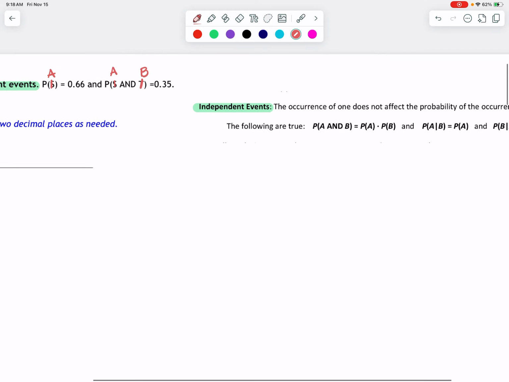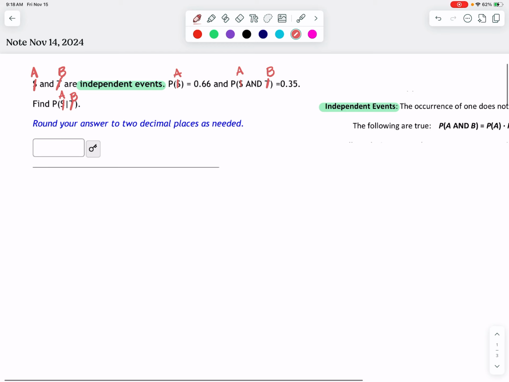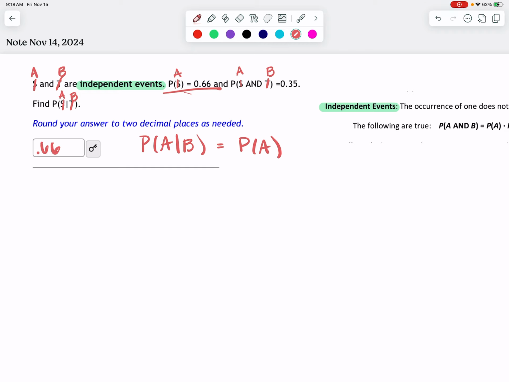That's a little easier because then you can go over to your formula chart and you can pull off the A given B part. And it tells me that the probability of A given B is equal to the probability of A. Well, the probability of A was 0.66. That's all you gotta do.